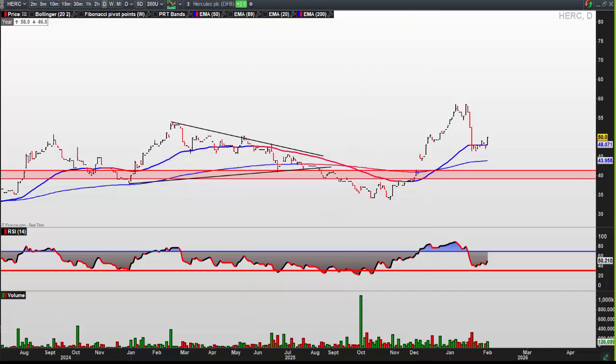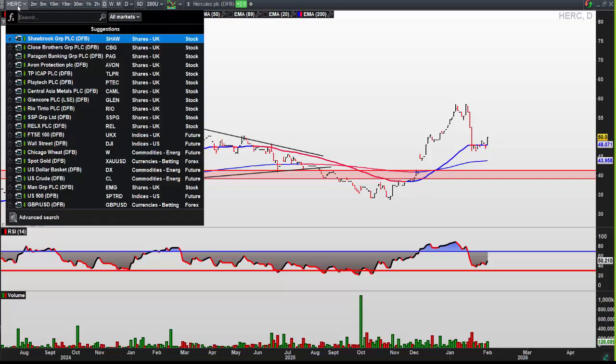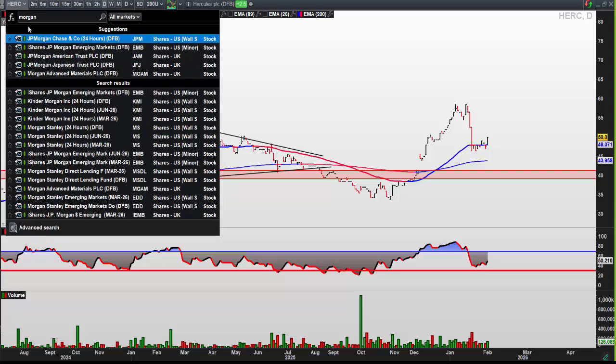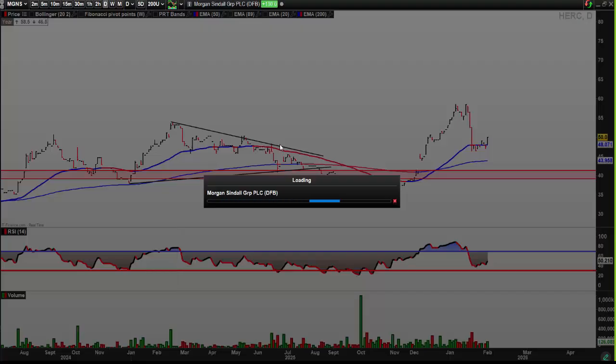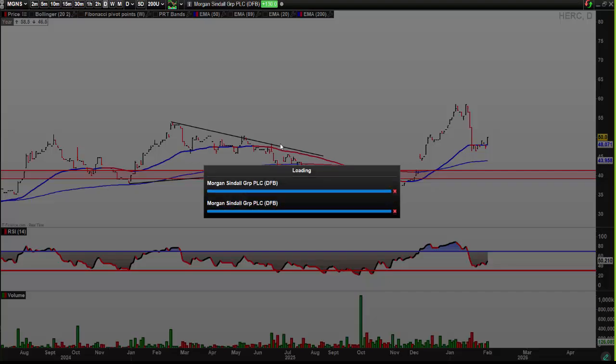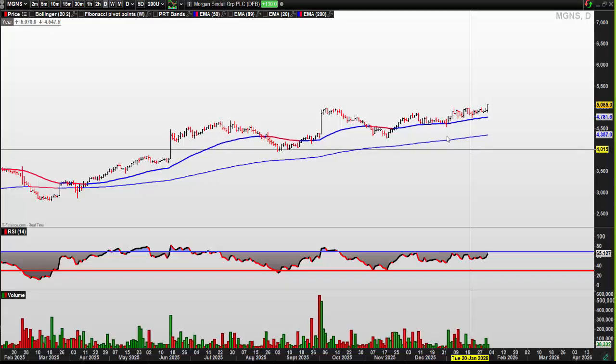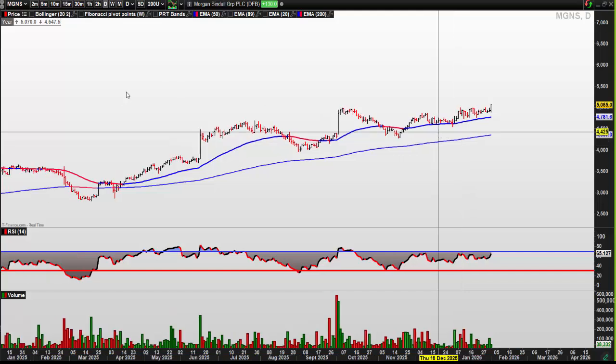And Morgan MGNS. Morgan Sindall, here we go. Yeah, and this is another bank, isn't it? You've been in it since July, right? Okay.